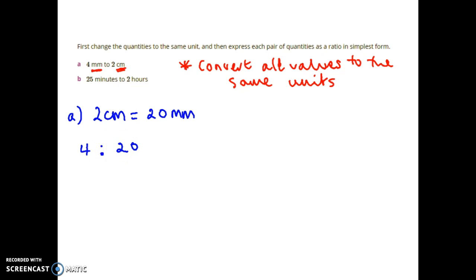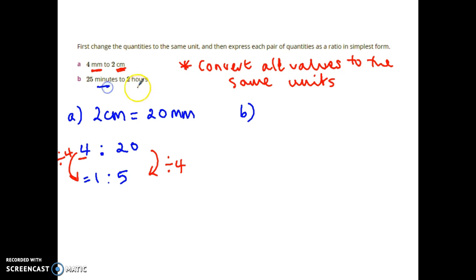Now I'm just going to cancel it down just like I did on the other page. 4 goes into 20, so that's our common factor. I'm going to divide both sides by 4. 4 divided by 4 is 1. 20 divided by 4 is 5. As simple as that. Let's do part B.